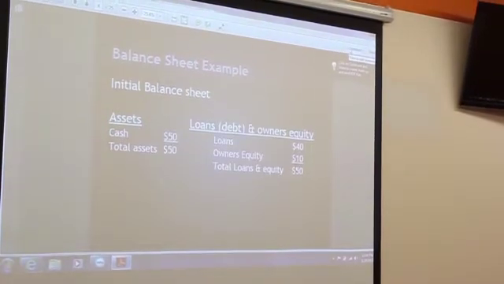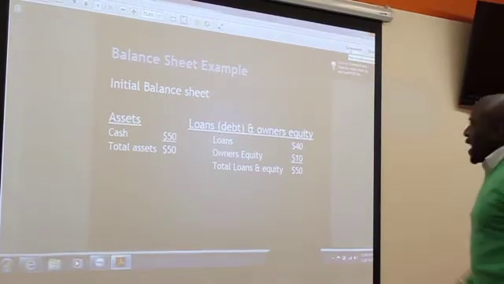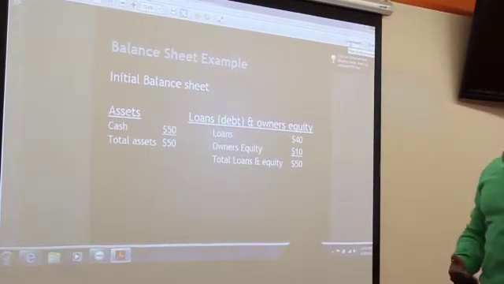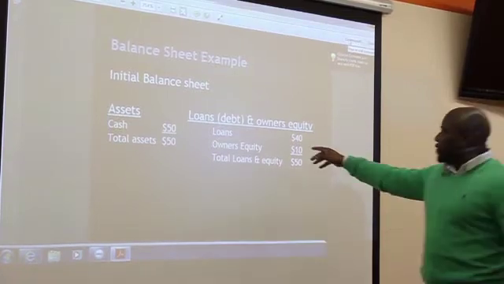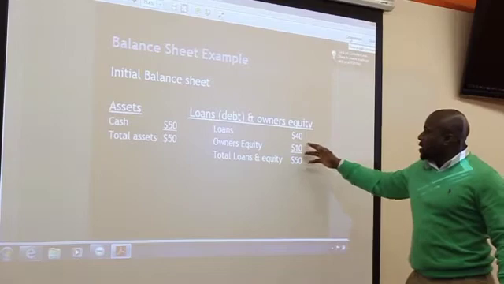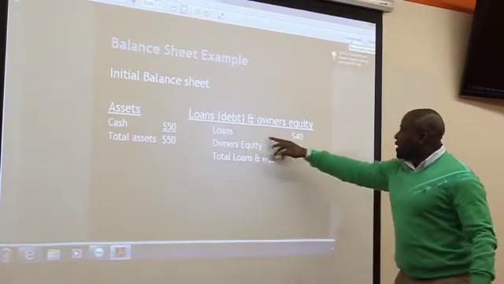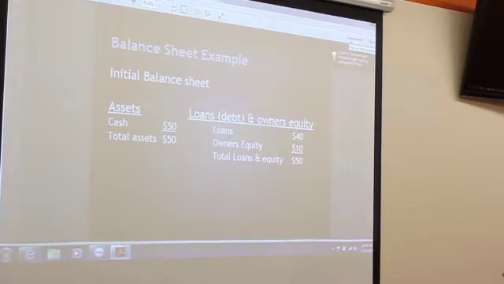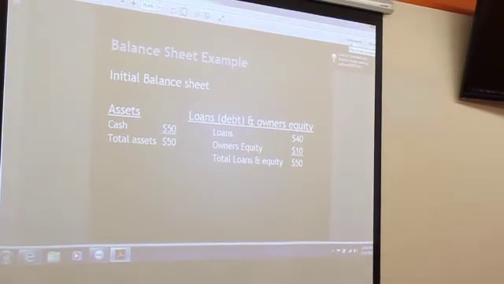Balance sheet example. Initial balance sheet, assets. Cash, $50, so therefore you have total assets of $50. But when you look over here, you'll see loans, which is also debt, and owner's equity. So for example, if I start a business and I got $50 in cash.